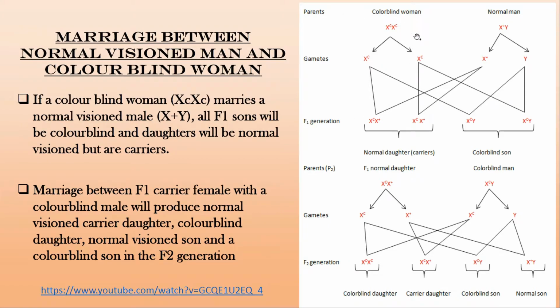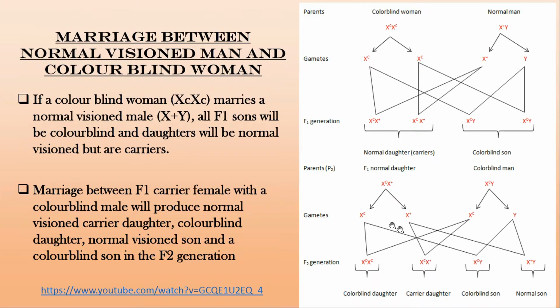So Xc Xc, the color blind woman, and a normal man, they produce the gametes Xc and X and Y. When the egg is fertilized by this X and Y, the daughters will be normal but will become carriers of the gene, whereas the sons become color blind because the X they receive has the color blind allele, and so the sons, in hemizygous condition, are color blind. So the F1 generation produces normal but carrier daughters and color blind sons.